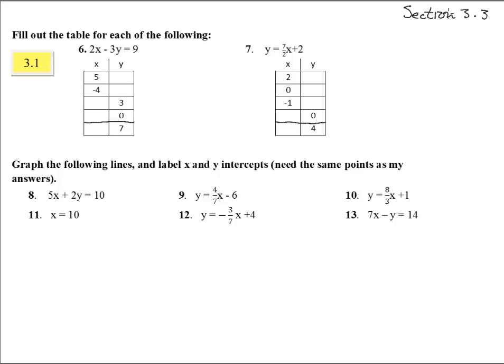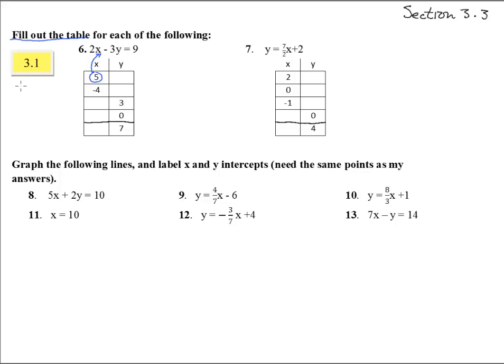Here we are in section 3.3 with the answers to number 6, 7, and all the way through 13. All right, let's start out here. We're going to fill out the table. So we're going to take these numbers in the x column and we stick them up here into x. Or if they're in the y column, we'll stick them into y.